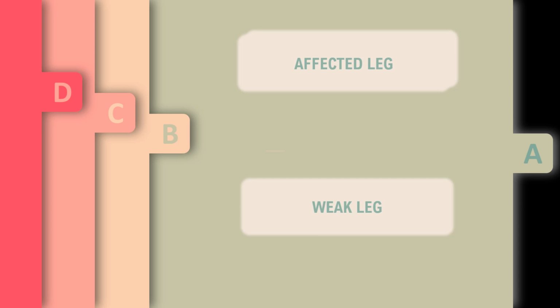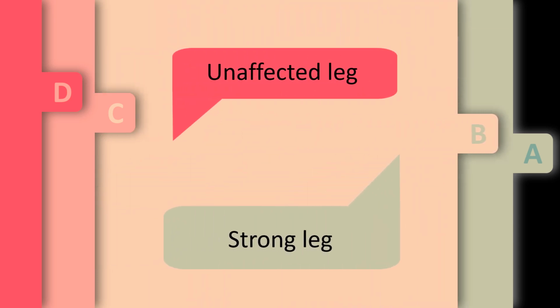Okay? And the second one is unaffected leg, which is the opposite of the affected leg. This is the leg that is not injured or has no problem, so it can be moved normally. As you might predict it, this can also be called strong leg. Nah, kalau unaffected leg itu adalah kaki yang tidak terdampak atau tidak memiliki masalah sehingga bisa digerakkan secara normal dan bisa juga disebut dengan strong leg.